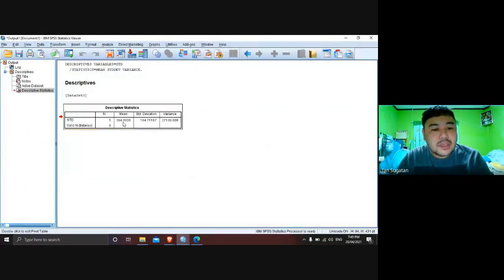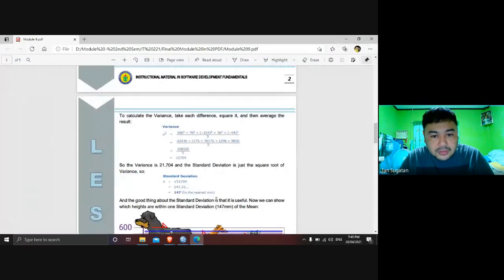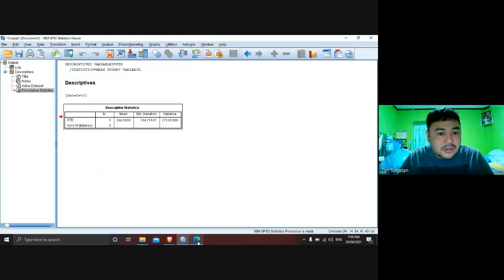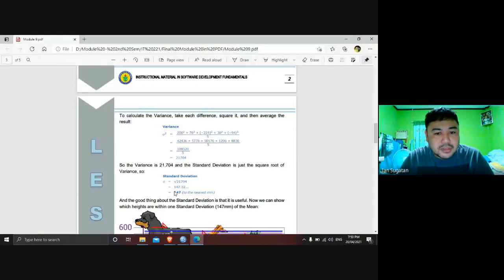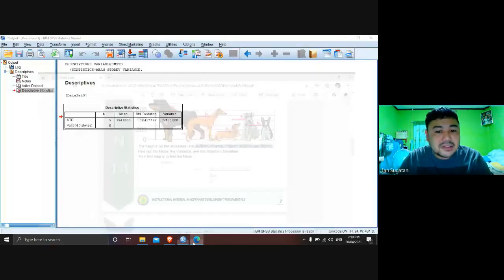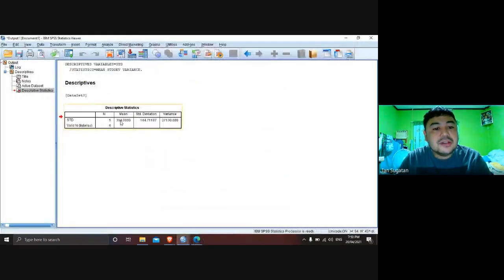Okay, so our mean is 394, correct. The standard deviation is supposedly 164 and the variance is 271. So let us check against our module if it is really correct. Variance supposedly is 21,704. The mean in our module is 390, 394. So there is a slight difference, maybe in the decimal places, but more or less they are the same. The 394 is correct, with only a small difference.